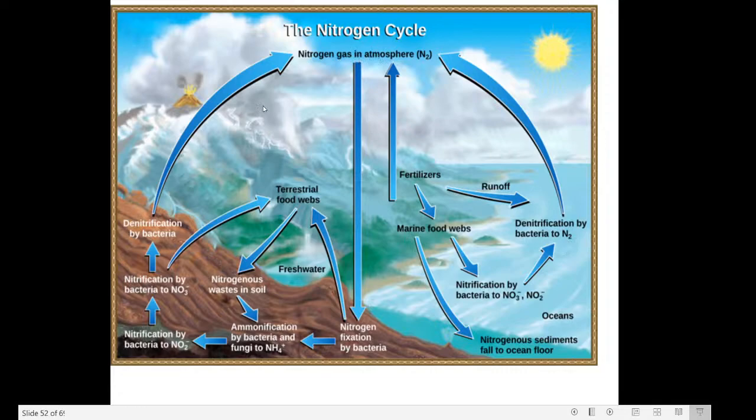Another case is nitrogen fixation by the bacteria. Ammonification by the bacteria and fungi makes NH4. This NH4 is converted into NO2 by the bacterial nitrification process. This nitrification process by bacteria makes NO3 minus, and denitrification by bacteria happens in nature, which makes nitrogen gas in the atmosphere. These are all the possible ways.